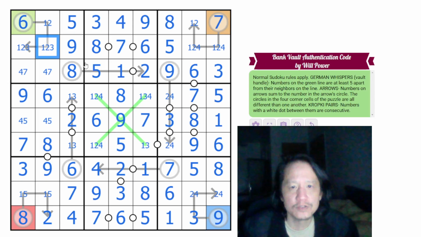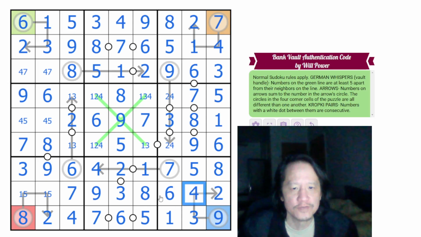This can't be 2. This can't be 2, so this is a 1. This can't be 2 or 1, so this is 3, which makes that 2. This 1 makes this a 2. This can't be 1 or 2, so this is 4, which makes that a 1. This can't be 4 anymore, so this is 2, this is 4. This can't be 1 because of that 1, so this must be 5, which makes that a 1.